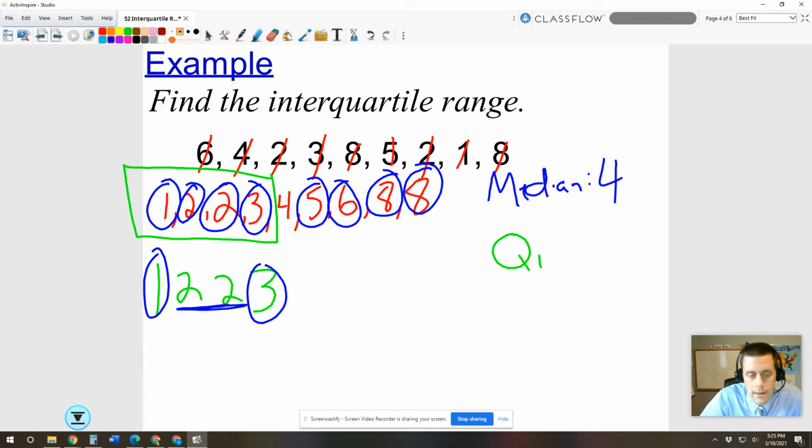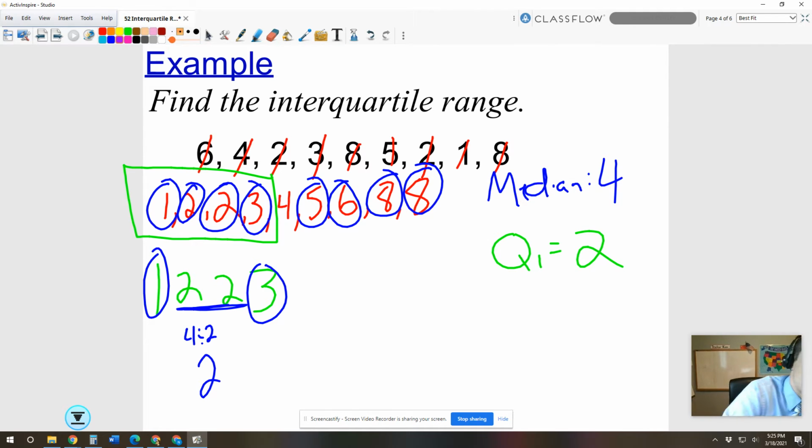Remember, to calculate the median of two values, when I have two values left in the middle, we're going to add them together. 2 plus 2 is 4, and we're going to divide by 2. 4 divided by 2 gives me a median, or in this case, a Q1 of 2. So Q1 gets a value of 2.